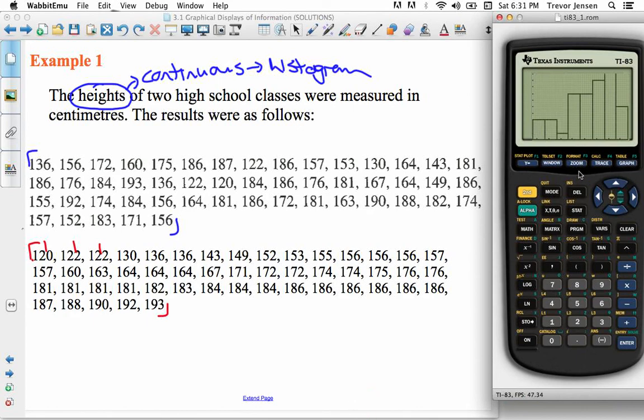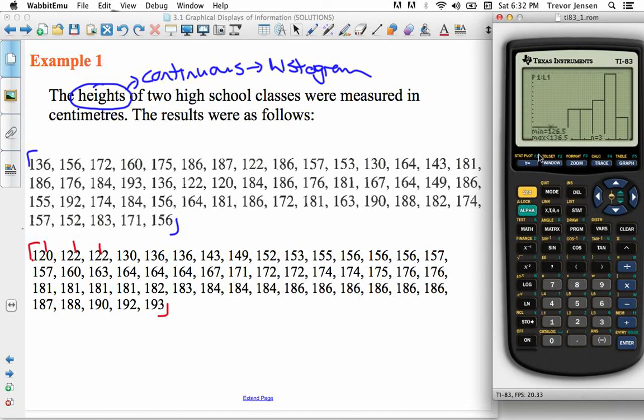Oh, it didn't. Let's make our frequency go up a little bit higher because this bar went off the screen. So window, we'll make Y max 15. There, we'll graph it there. Good, now all the bars fit on. If you want to see the frequency of each of the bars, just hit trace. So this tells you this is the interval from 116.5 to 126.5, and it says n equals 3. That means there are 3 data points in that interval.